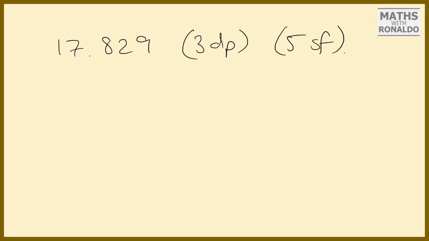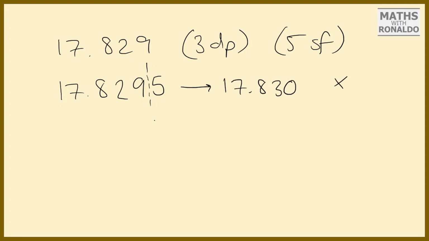If we have another example, such as 17.829, and we were to say that this was rounded to 3 decimal places, or this was rounded to 5 significant figures, well, what could it have been? Well, it could have been 17.8295. Could it have been that? Well, no, because if we were to round to 3 decimal places, this would become 17.830. So that wouldn't work. But if we looked at 17.8285 and we drew a line there, well, that would round to 17.829.